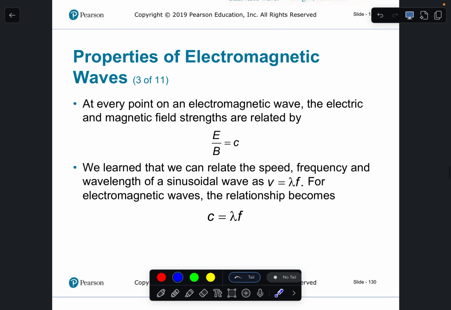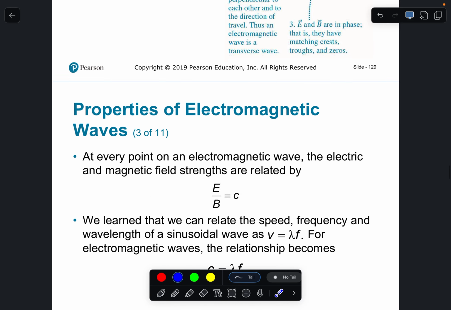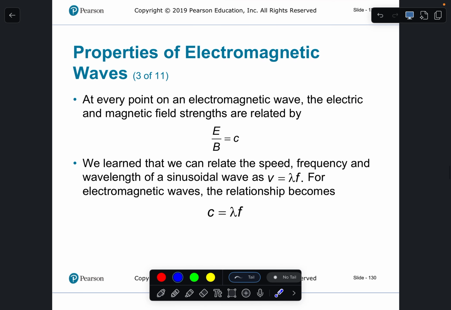So another thing that we can extract from this is that the constants, the magnitudes of the E field and the B field are related also to the speed of light. And you can actually set this equal to 1 over square root of mu naught epsilon naught. And you can also see that you can express the E field in terms of the B field and vice versa.